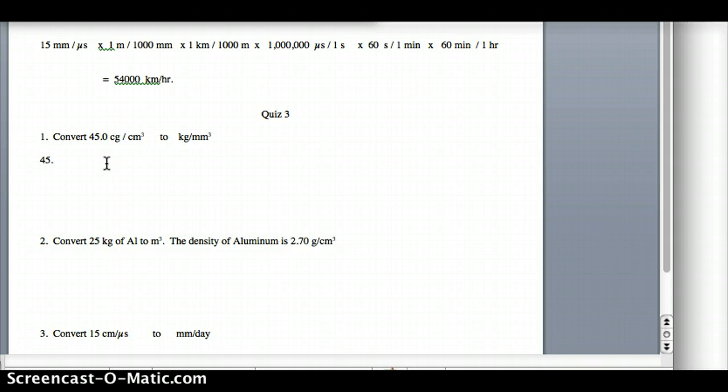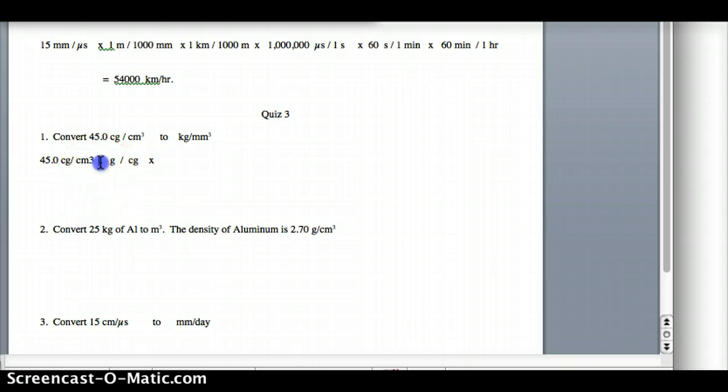So we have 45.0 centigrams per cubic centimeter, and we're going to change that to kilograms per cubic meter. So our first step will be to get rid of centigrams. So we'll put centigrams on the bottom of the conversion factor and put grams on the top. Once again, I'm just going to base units.